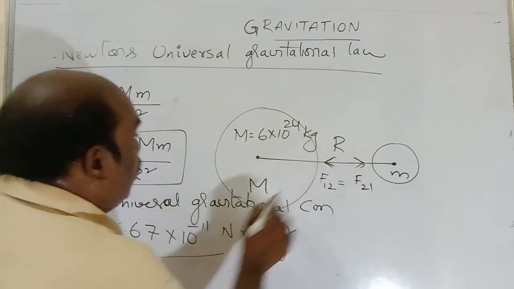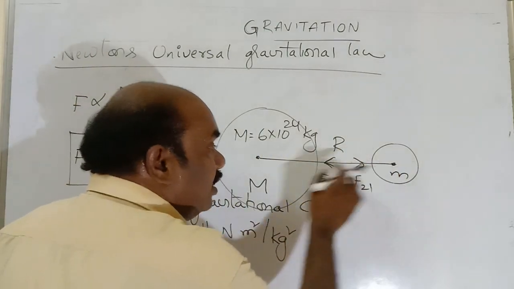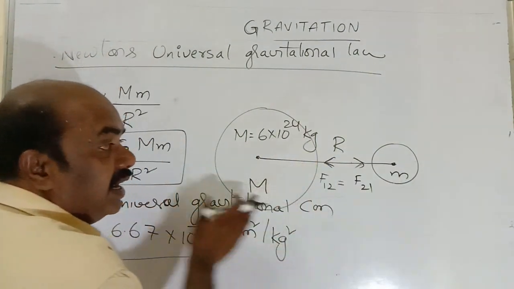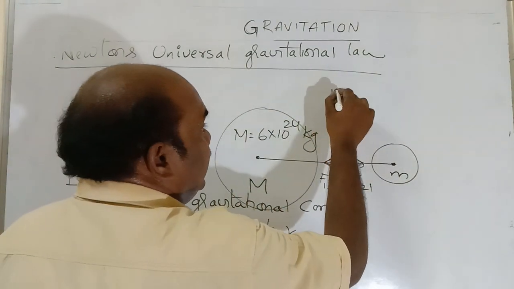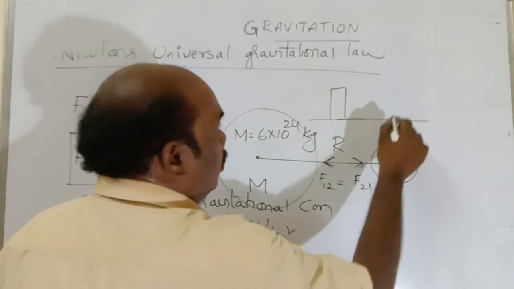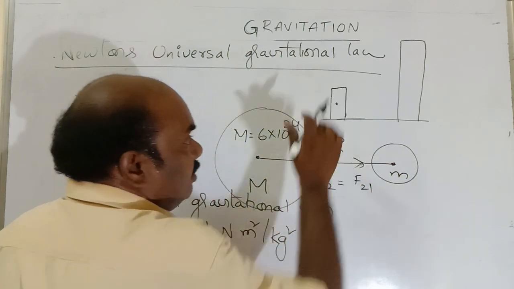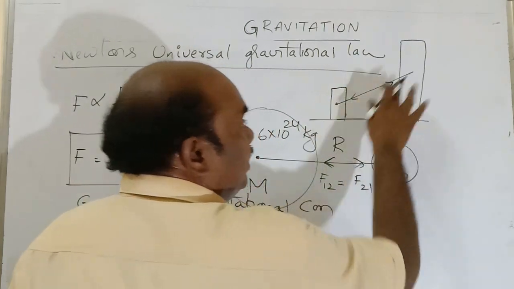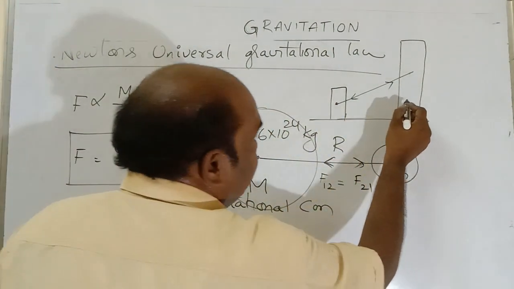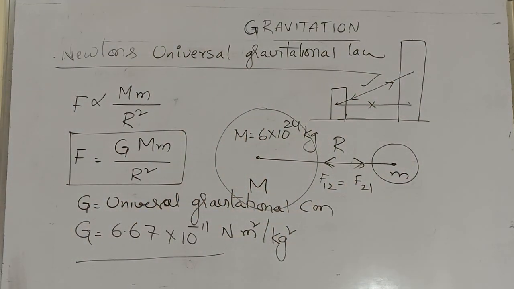One more important thing: what is the direction of this force? Force always lies along the centers. From this center to this center, and this center to this center. Along the line joining the two centers only, the force acts. Example: let us consider here is one building of 5 floors, and here another building of 10 floors. Now this is the center of the first building, and this is the center of the second building. Gravitational force acts along the line joining these two points. Don't take it like this, that is wrong. Always the force exists between their centers. This is the meaning of universal gravitational law.